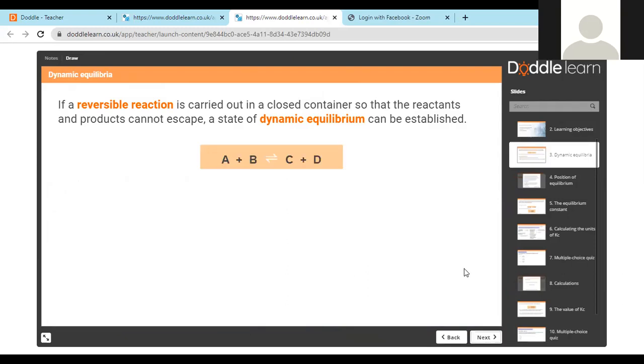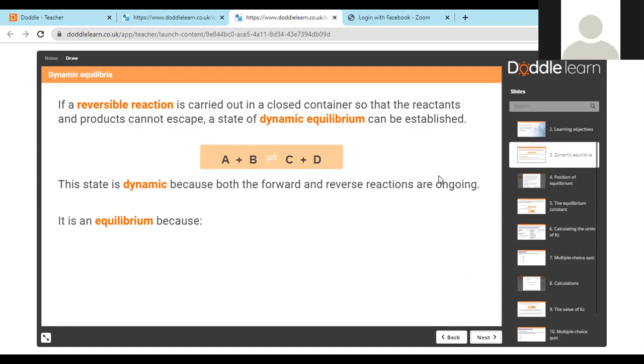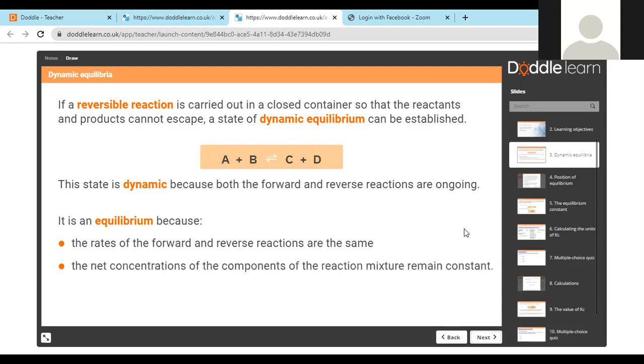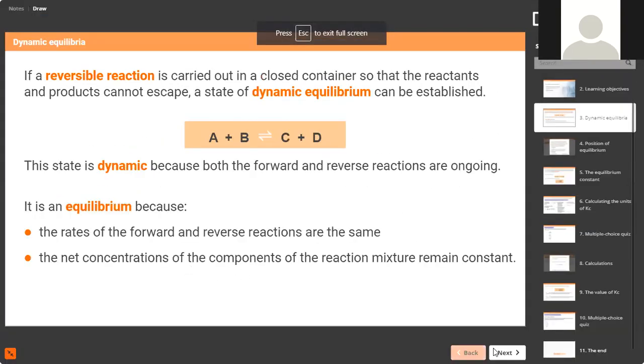And if we reach a state of dynamic equilibrium, we have this. A and B, whatever our reactants are, make C and D, but also C and D can make A and B. So this state is dynamic because both the forward and the reverse reactions are going on. We get to this point of dynamic equilibrium where both are happening at the same time. It is in equilibrium because the rates of the forward and reverse reactions are exactly the same. The net concentrations of the components of a reaction mixture remain constant.